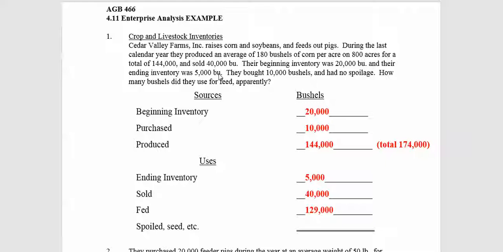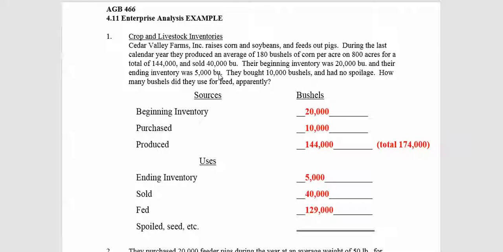This swine producing operation is going to be selling feeder pigs and raising them up and selling market hogs. They're buying pigs at 50 pounds and selling them at 270 pounds. And if you look through this assignment, you'll see that we start the year with some corn on inventory. We start the year with some pigs on inventory. We end the year with some corn on inventory. We end the year with some pigs on inventory.